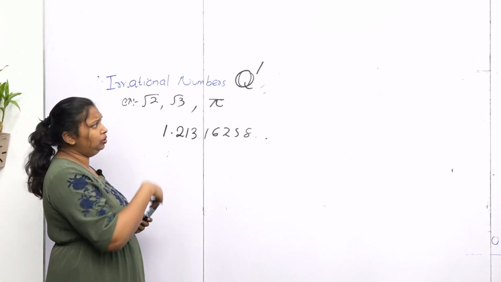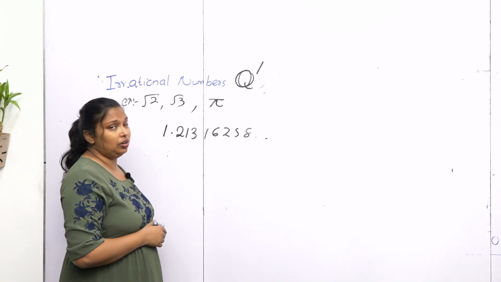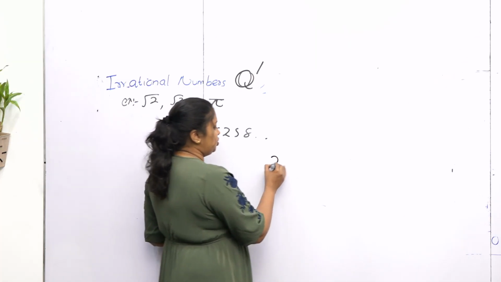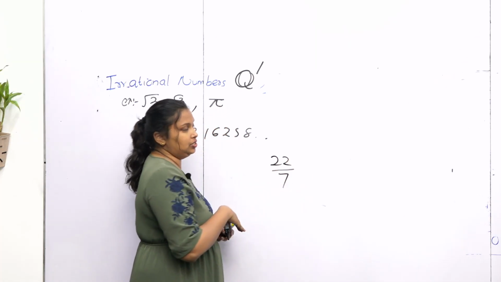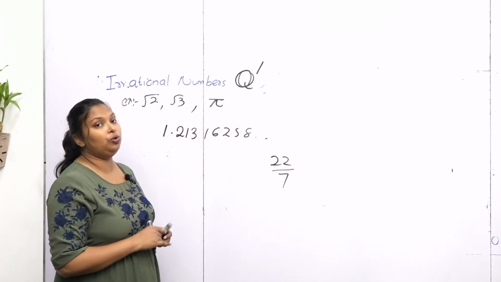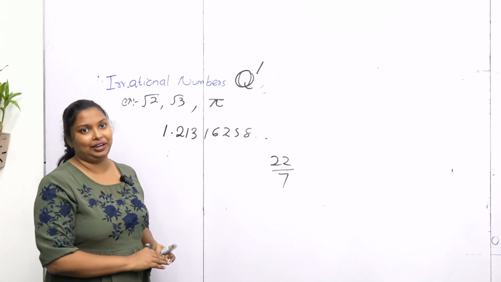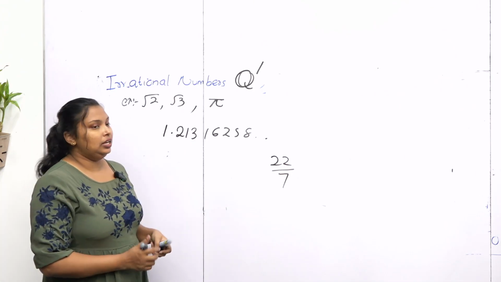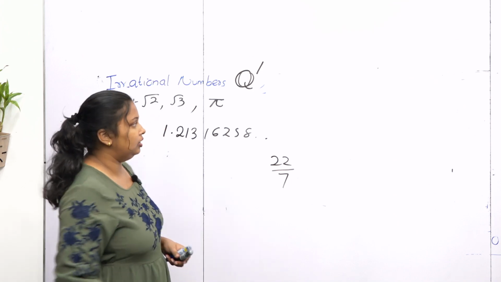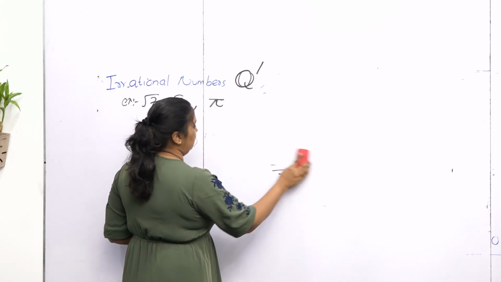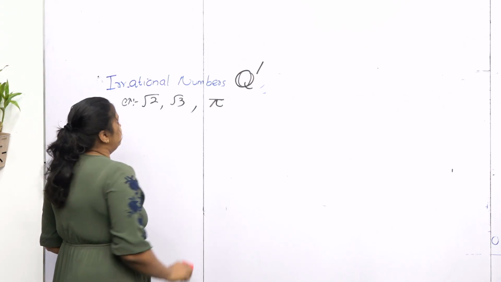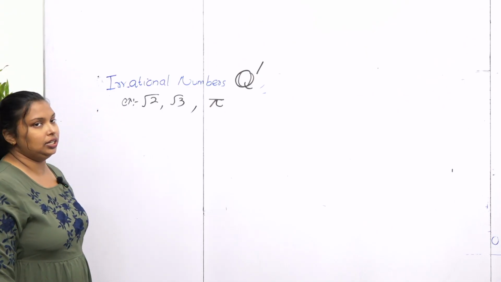We use 22 over 7 for pi, but that is just to ease your calculations. It is a closer value but not the exact value of pi. Clear? So pi is also a decimal with non-recurring decimals. That is what we call irrational numbers.